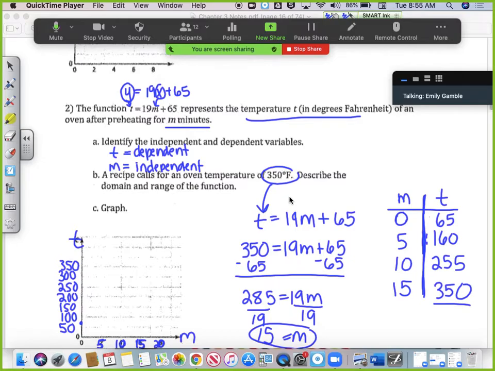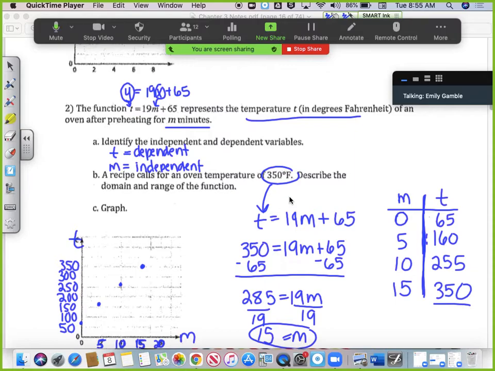And then 5, 160 will be a little bit over the 150. 10, 255, and 15, 350 should be exactly on the graph there. So when you do graph it, you should see that these points all line up, and that's because this is called a linear function, which we'll talk about soon. They create a straight line because the oven is heating up at a constant rate of change.